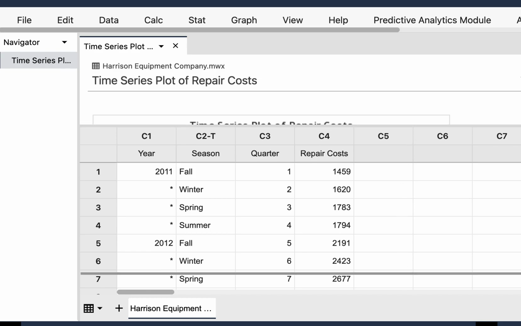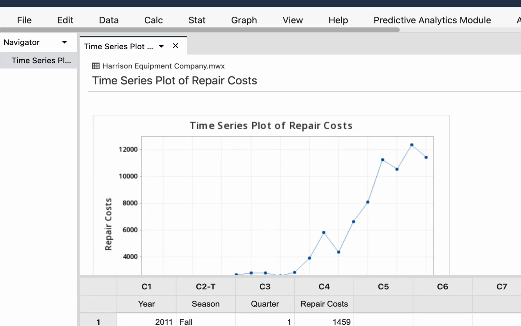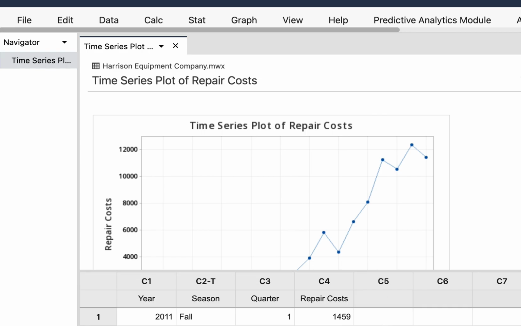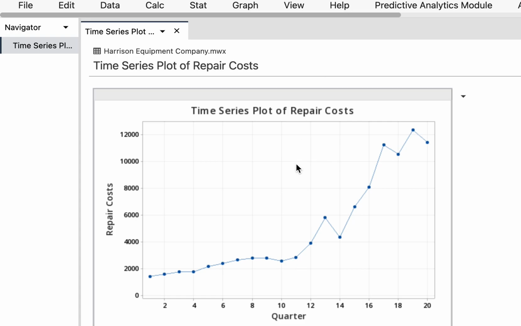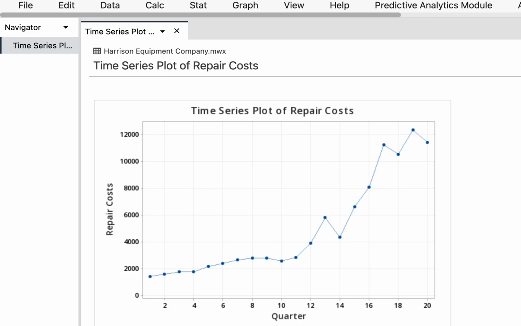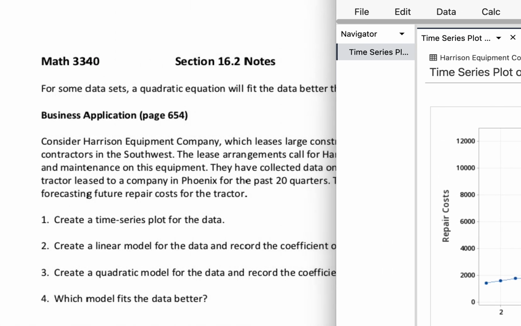So here is my time series plot. And when I look at this, what I notice is that the repair costs were pretty flat, not increasing too much for a long time. And then in more recent times, we noticed this sharp upswing in the repair costs. So that's definitely something that the company wants to be aware of. So that's what my time series plot looks like.